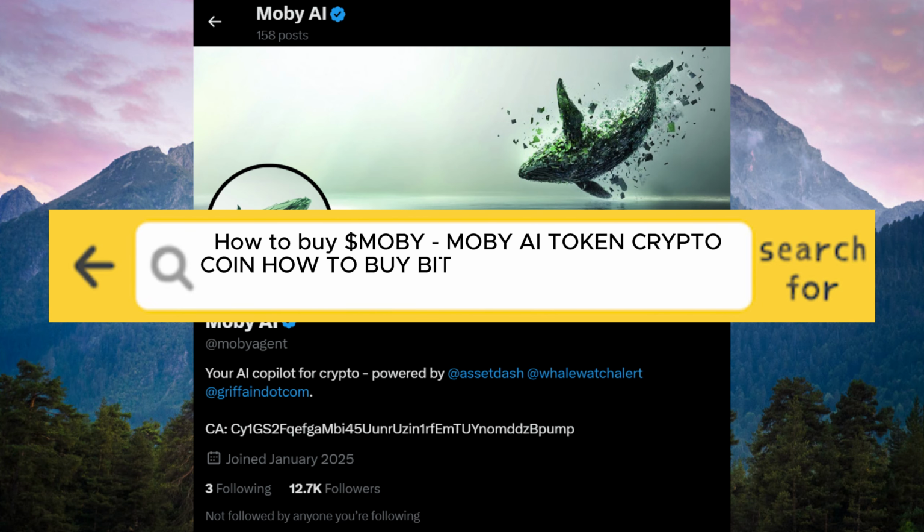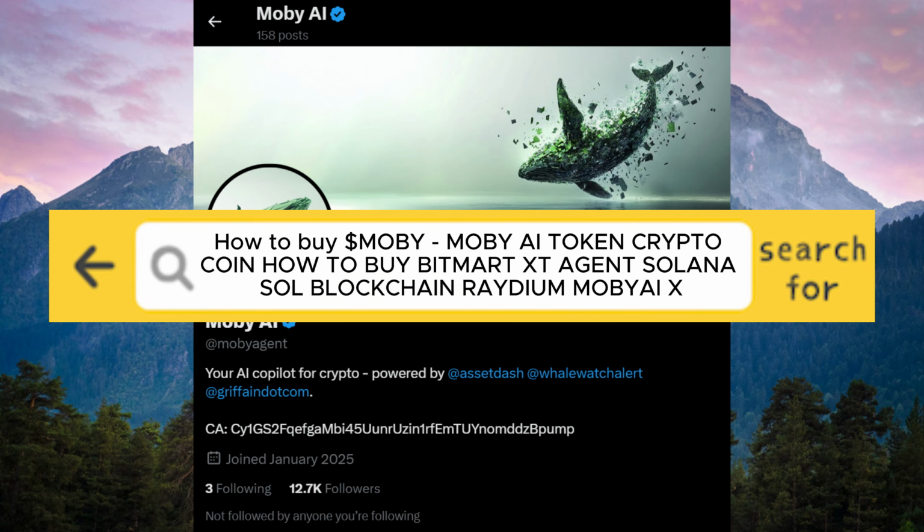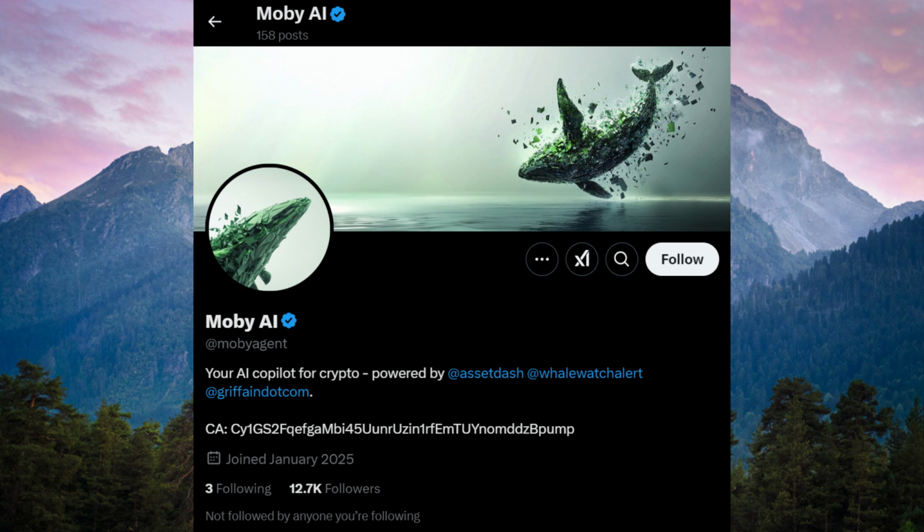How to buy $MOBY. MOBY AI token crypto coin. How to buy: BitMart, XT, Agent, Solana, SOL, Blockchain, Raydium, MOBYAI.